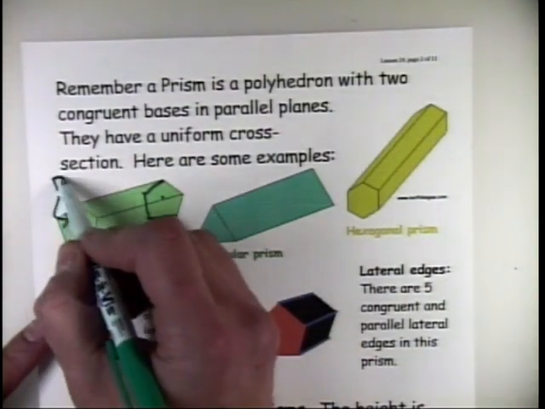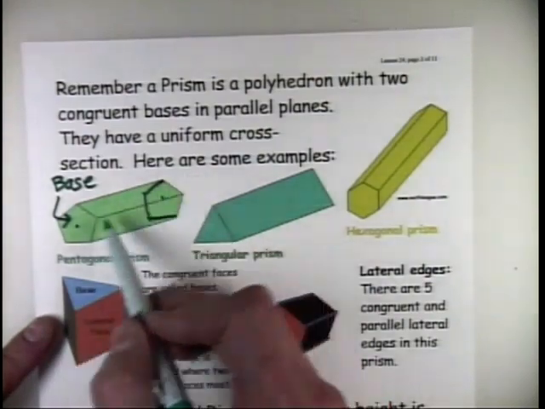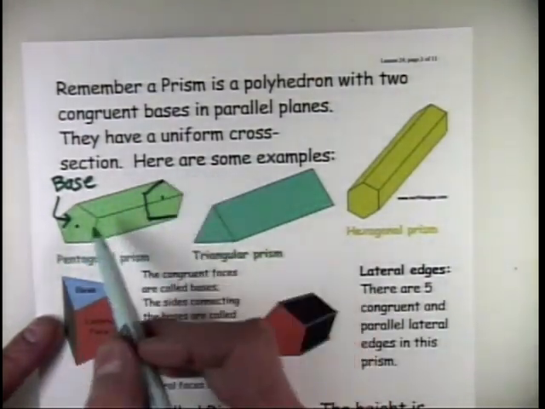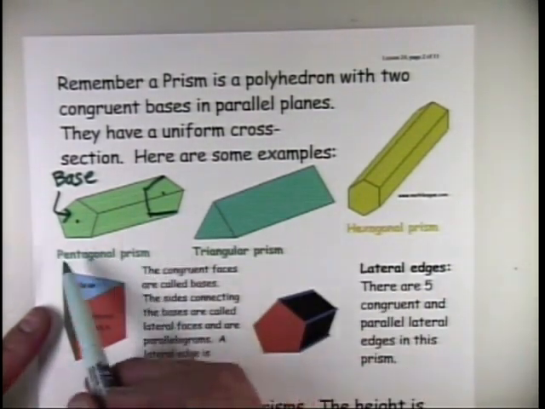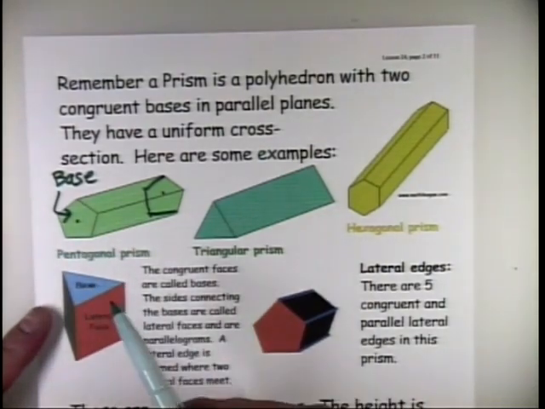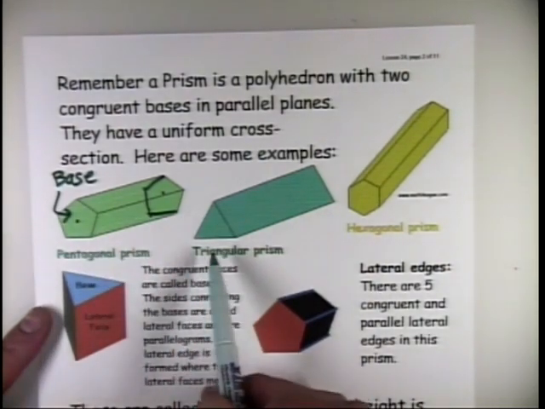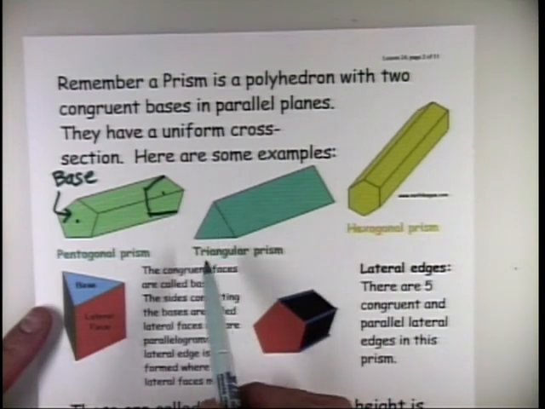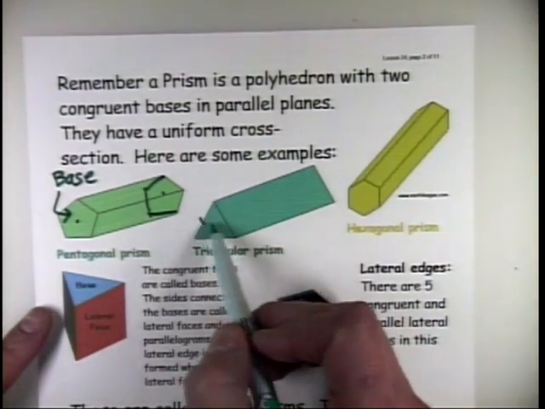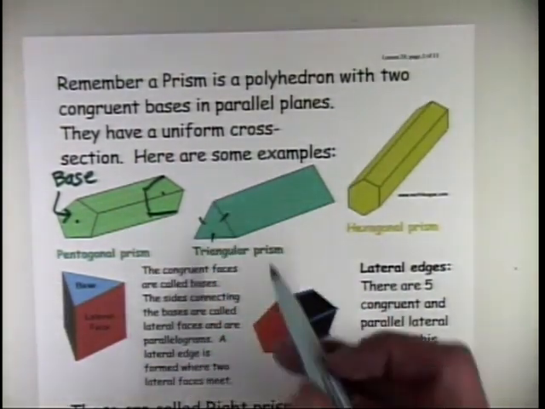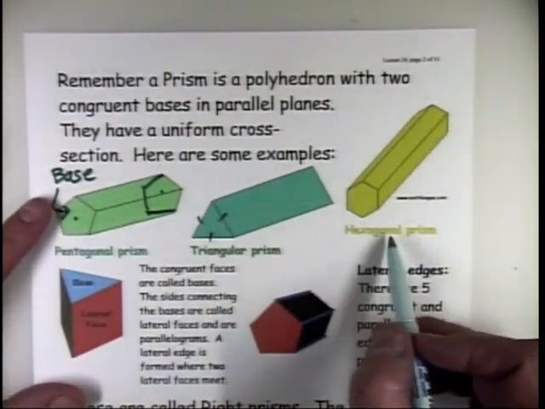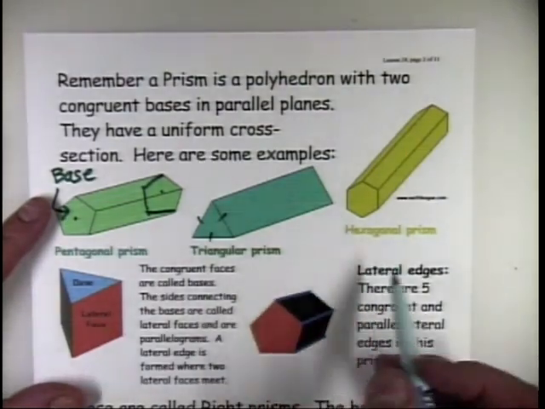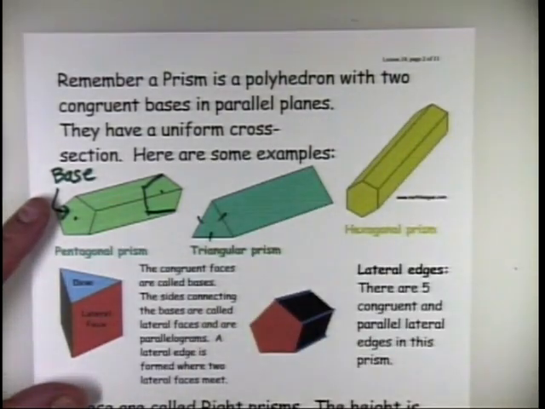We'll label that as a base. The other faces that wrap around the pentagon, joining the corresponding sides, are called the lateral faces, and they're parallelograms. Remember, we name the prism by the shape of the polygon that is the base. So this would be a pentagonal prism. This would be a triangular prism, a regular triangular prism because the bases are congruent, and this is a hexagonal prism, because we have two bases that are hexagons.